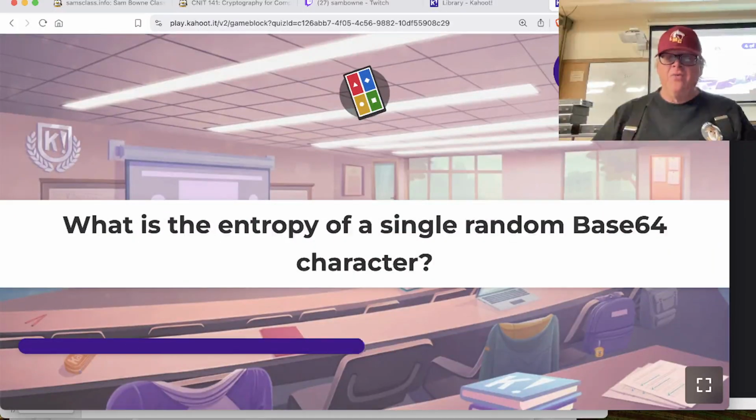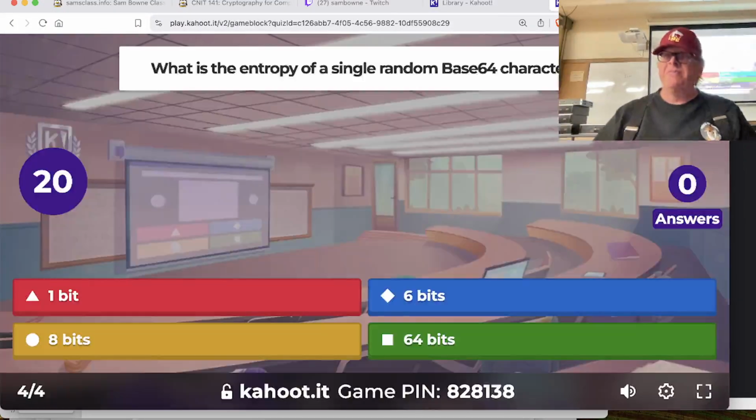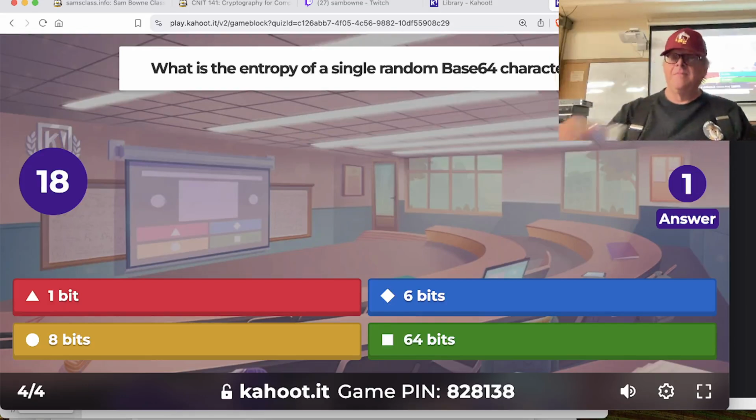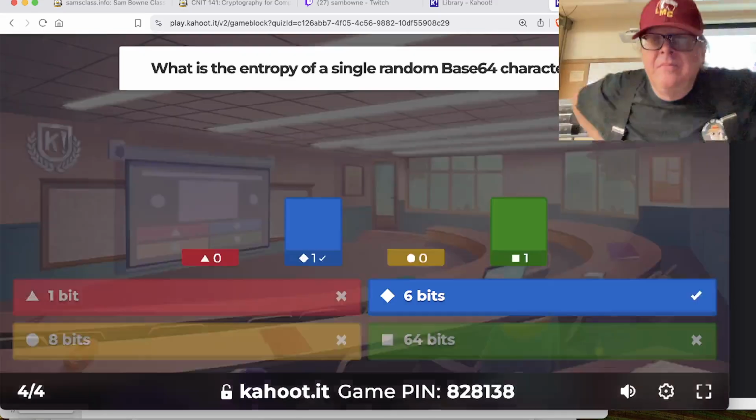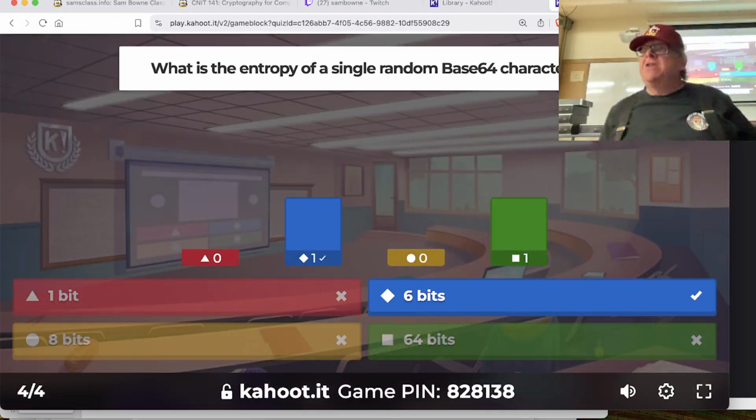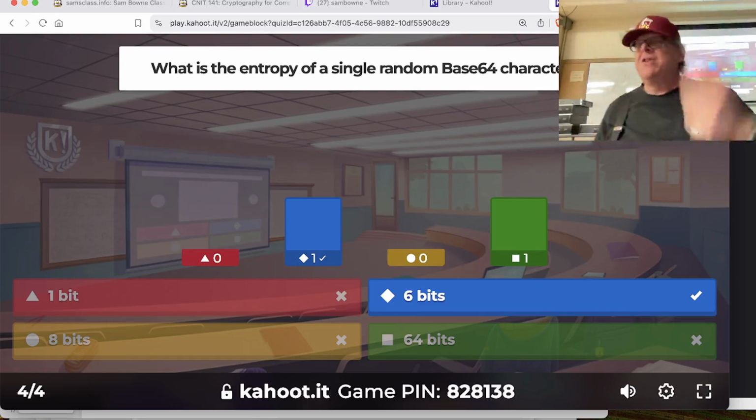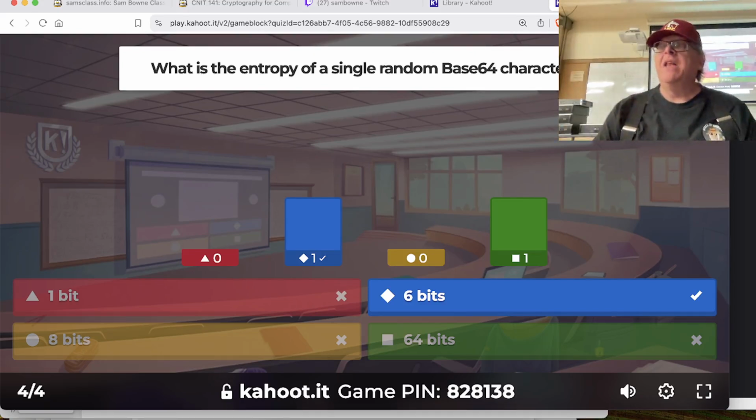All right, how about a single random base 64 character? It's 6 bits. 64 is 2 to the 6. So if you have 6 random bits, that's 6 bits of data. And that's the point of base 64. So that's 6 bits there. That's why if you have 4 base 64 characters, it's the same as 3 bytes. You have 24 bits then either way.